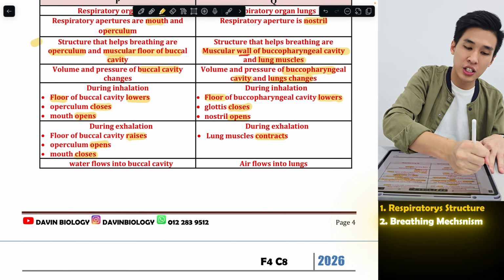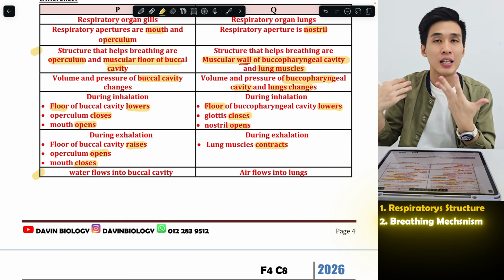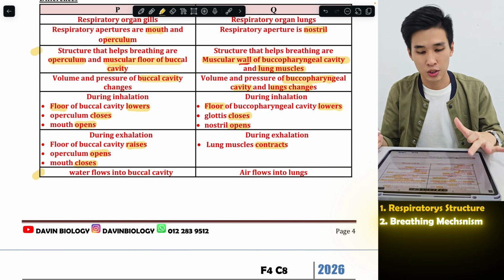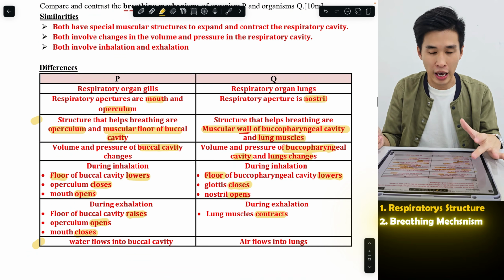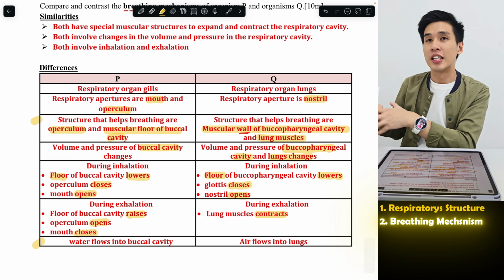And then this one, the final destination of the air or water. So for fish, water enters the mouth, buccal cavity. Frog is enter lungs. Okay, so hopefully this helped to clear doubts over the two different breathing mechanisms and also the respiratory structures.